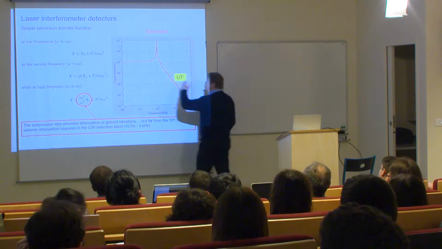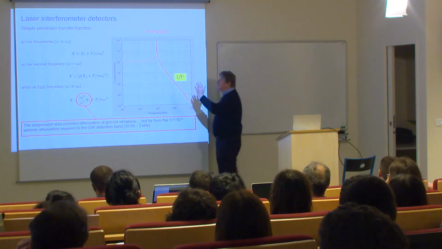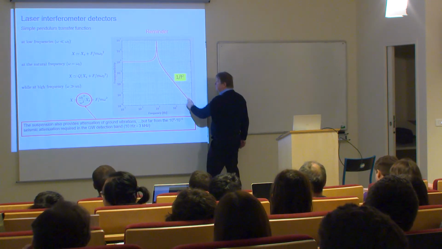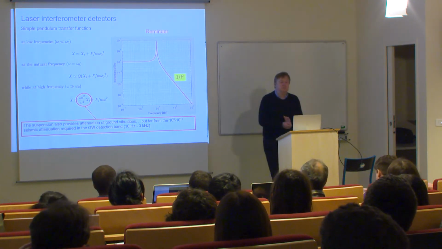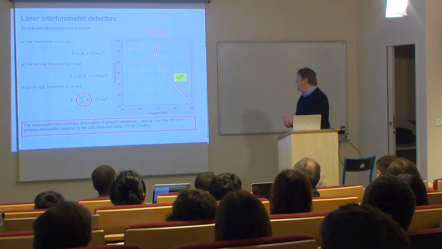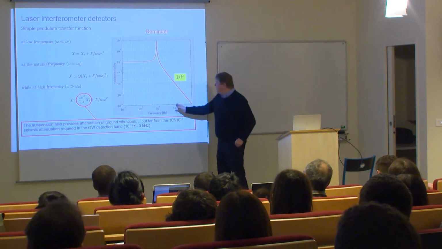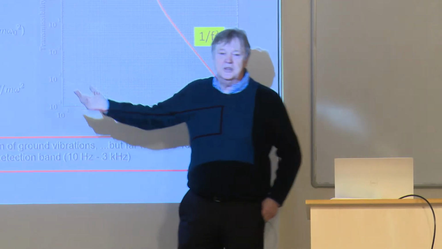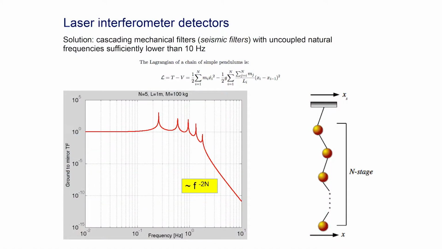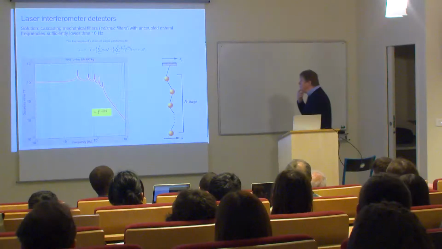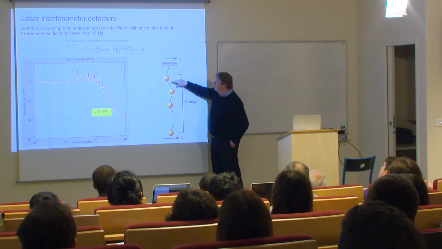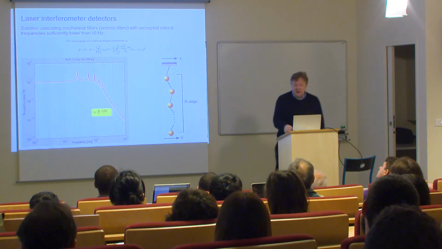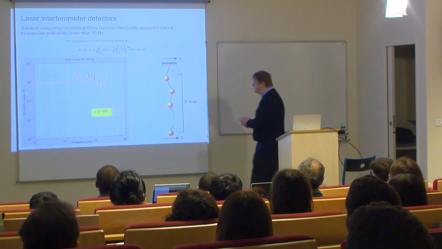I already told you that if you hang your mirror on a pendulum, then you have this resonance frequency, and above that frequency, the displacements of the mirror are damped by 1 over the frequency squared. This is nice, but we want to start operating from 10 hertz on, and you get a damping right now of 2 orders of magnitude, so that is not good enough. So what we do is cascade many of these pendula. We do typically 7 in our system at Virgo.